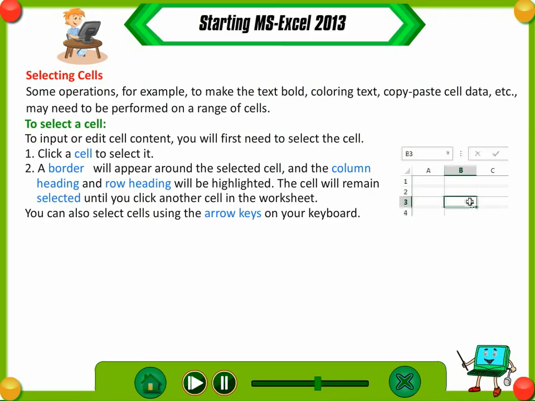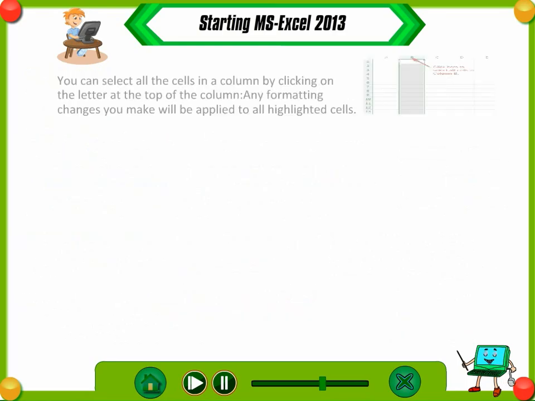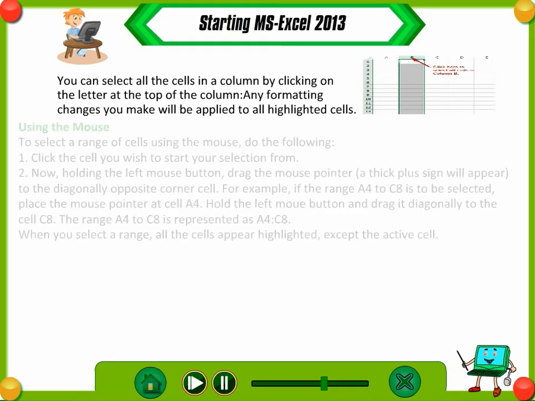You can also select using the arrow keys on your keyboard. To select cell range, click on a cell in one of the corners of the range of cells you wish to select. Hold the left mouse button down and drag horizontally and vertically until the range you wish to select is highlighted. Release the click. You can select all the cells in a row by clicking on the number to the left of the row. You can select all the cells in a column by clicking on the letter at the top of the column. Any formatting changes you make will be applied to all highlighted cells.